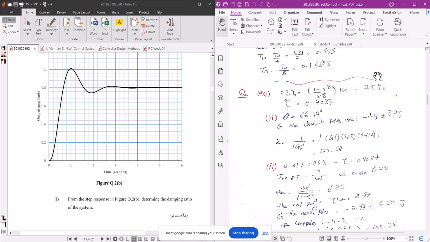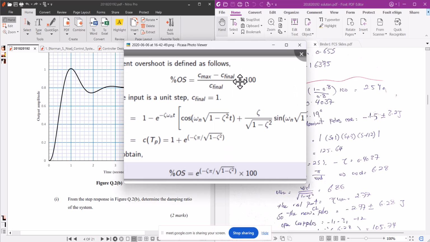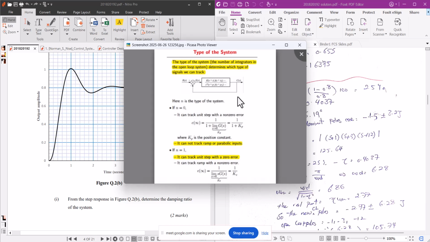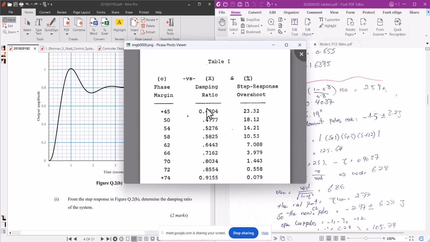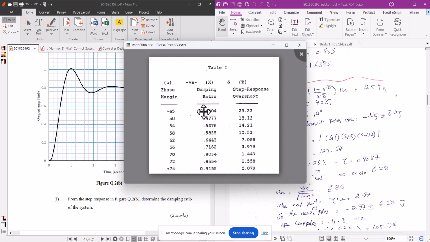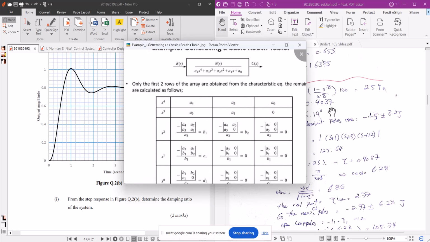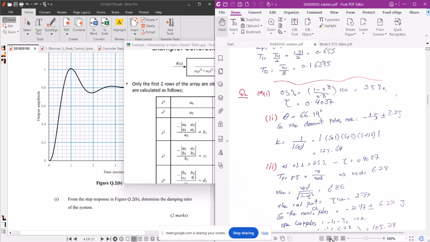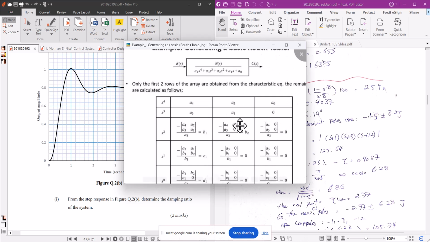You have 25% overshoot. Now calculate its zeta. Some zeta tables are also available, on which you will get percentage overshoot, zeta and the corresponding angle theta. Like I show you a table here: step response overshoot, its damping ratio and its phase margin. Sometimes it's given, sometimes it's not, so we will calculate this zeta using the formula.